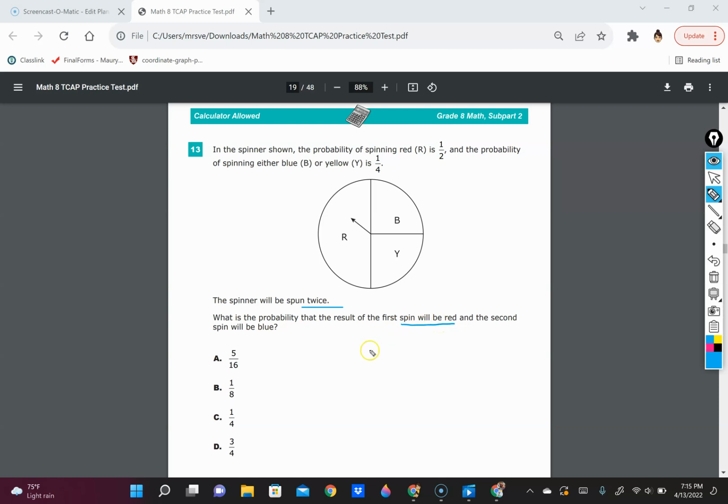They give us the probability of red. If you notice in this spinner, red is 1/2. The second spin will be blue, which is 1/4, and it says that. All we have to do is multiply these fractions to give us 1/8. That's the probability.